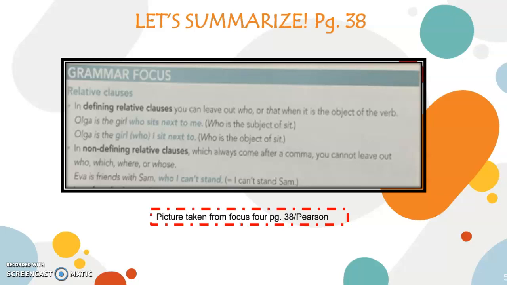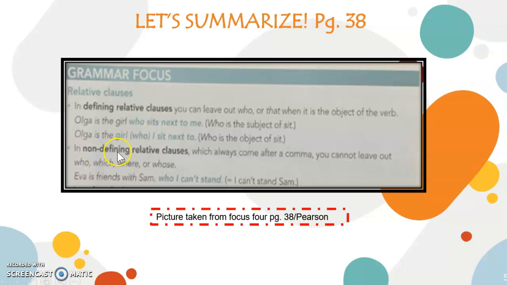We got relative clauses that can be defining, relative clauses that we can leave out or skip who or that if the next word is a subject, if it is a pronoun or if it is a noun. Well, guys, the girl who sits next to me, in this case, we cannot do it, because here we got a verb, no? But in the second example that says Olga is the girl who I sit next to, I can omit the who because I is a pronoun.